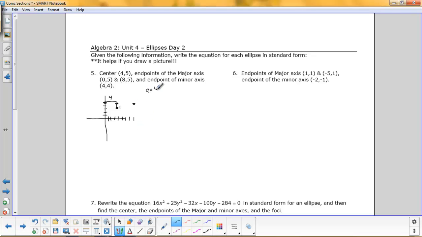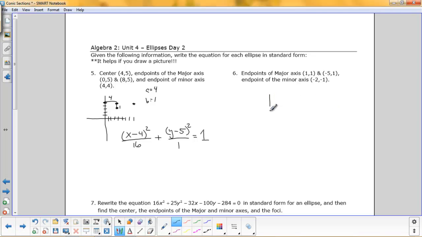a equals 4, b equals 1, center is at (4, 5). So it's going to be (x minus 4) squared, and notice that a is going horizontally, that's why I'll be putting 16 underneath the x. Plus (y minus 5) squared over 1 squared, which is that, and it's all equal to 1.